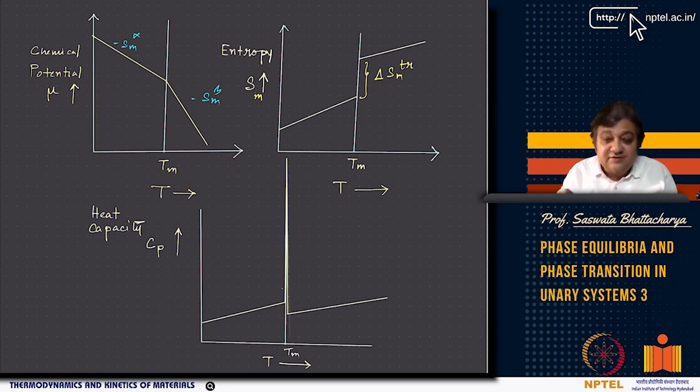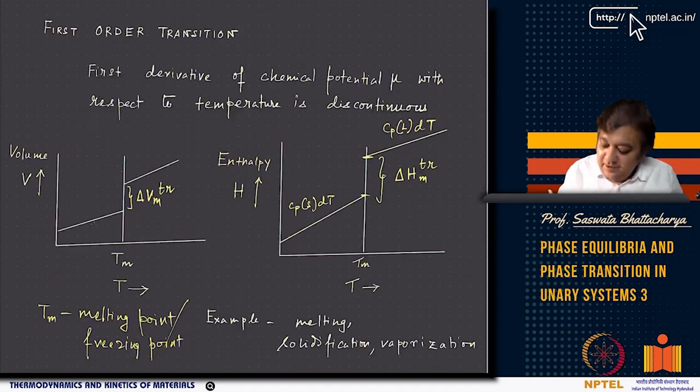Now, if you look at the first order transition, as I told, the first derivative of the molar free energy, or first derivative of chemical potential, will be discontinuous. If you look at the change in Sm, the change in Hm, or the change in molar volume, you will see there is a discontinuity. These are first derivatives: molar volume is the first derivative with respect to pressure, enthalpy or entropy the first derivative with respect to temperature. So these show discontinuities. Now, what about Cp?